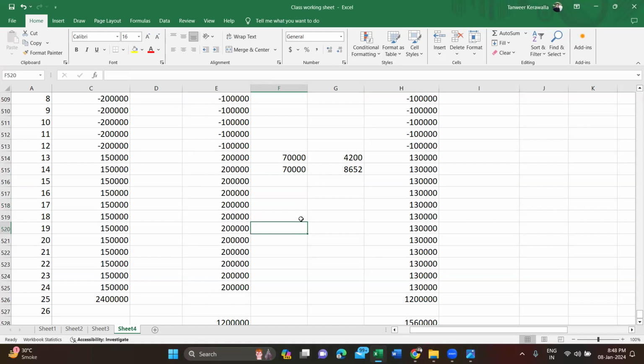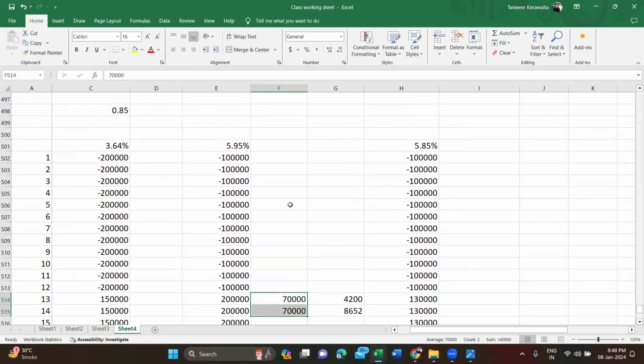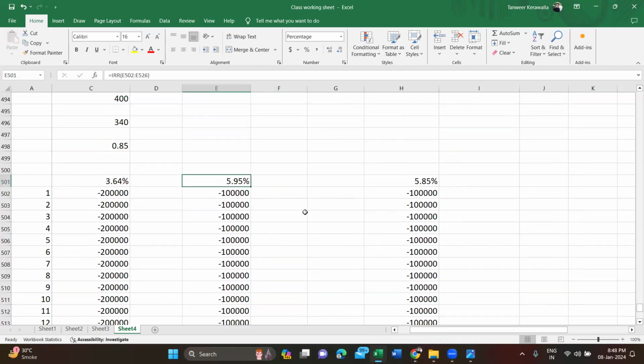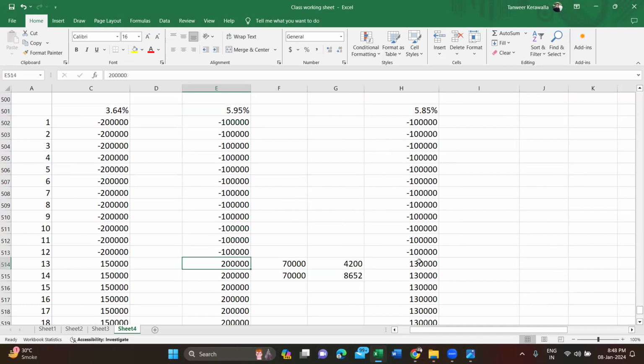That's why the IRR is more in the first case, right? Because it assumes that if you have this 70,000, you will invest at the same rate in the same policy or same investment and you will get more money out of it. That's why the internal rate of return is higher in the first case. Because you are getting more money initially, you will invest that extra money in some other scheme of the same type and earn more money out of it.